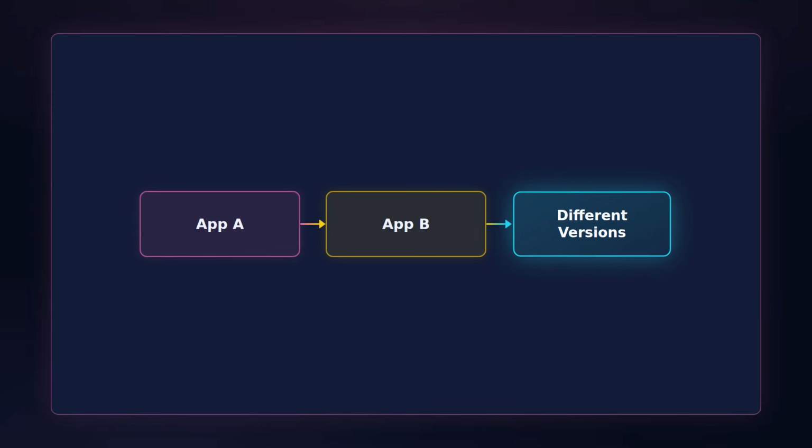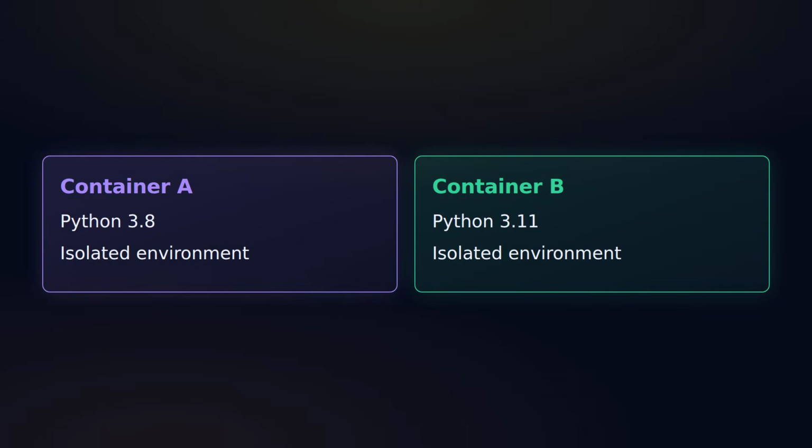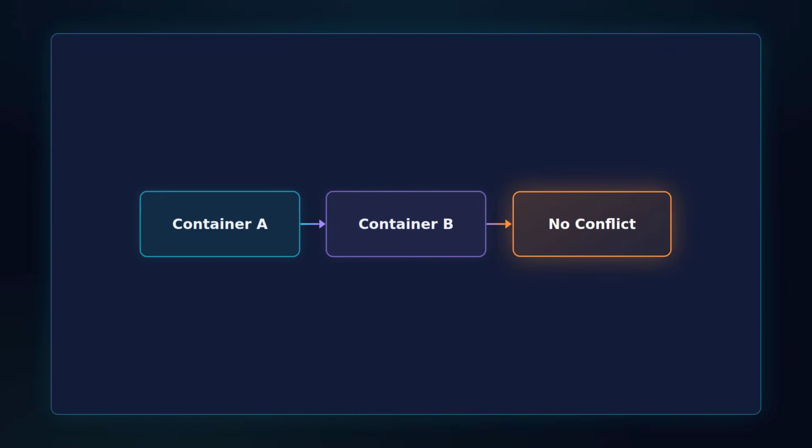But here's a fair objection. What if two apps need two totally different versions? Say one project needs Python 3.8, another needs Python 3.11. Both run fine, side by side. Each container carries its own version, sealed off. They never see or conflict with each other.